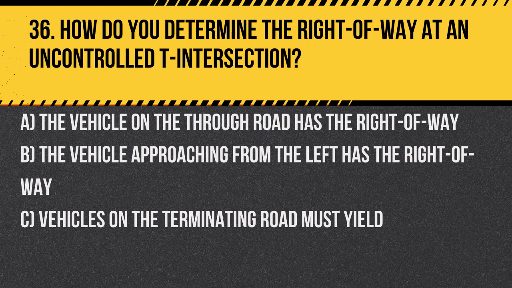Question 36. How do you determine the right-of-way at an uncontrolled T intersection? A. The vehicle on the through road has the right-of-way. B. The vehicle approaching from the left has the right-of-way. C. Vehicles on the terminating road must yield.